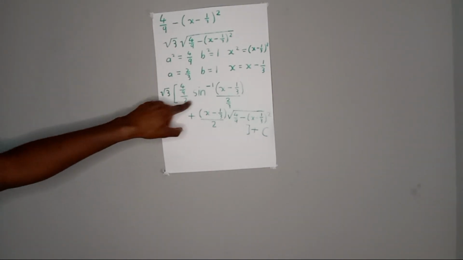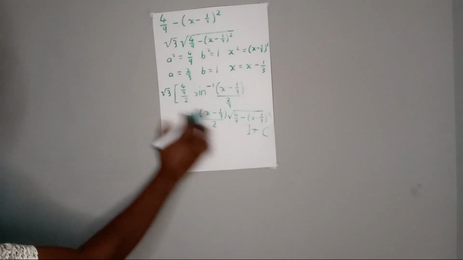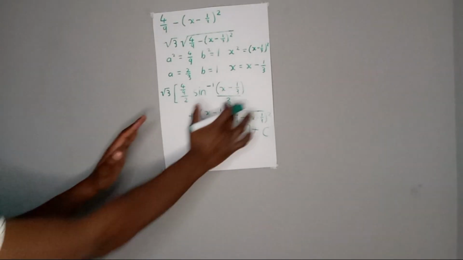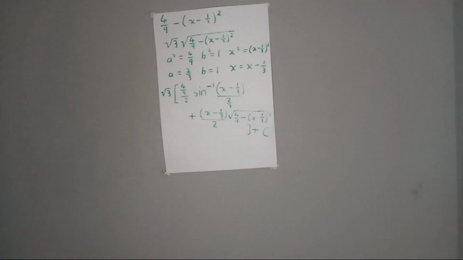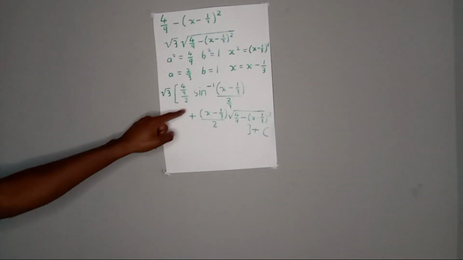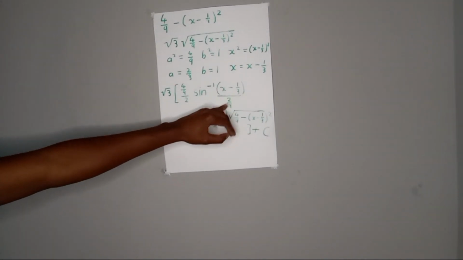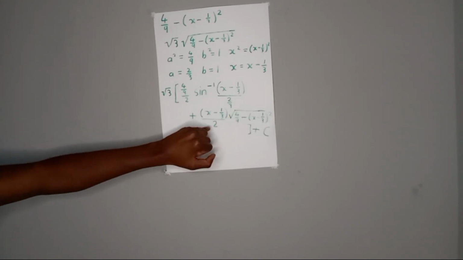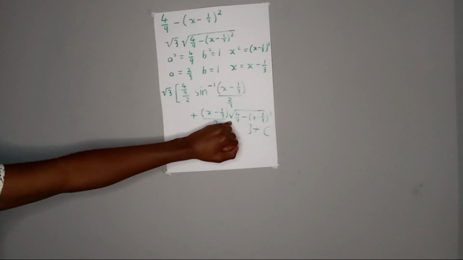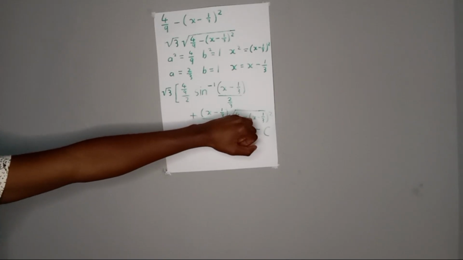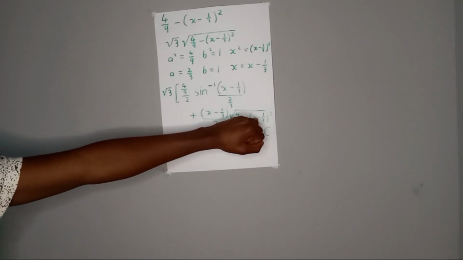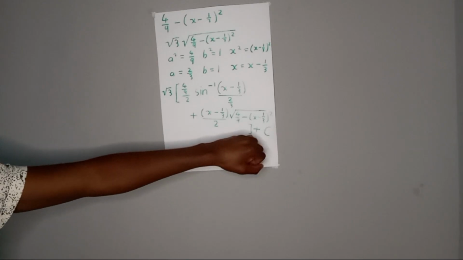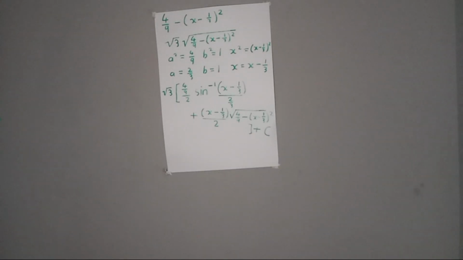That's there, and inside the bracket opens there and closes there. I tried my best to fit everything there, but I couldn't. But yeah, guys, we left it as 4 over 9 over 2, sine inverse of x minus 1 over 3 over 2 over 3, plus x minus 1 over 3 over 2 times the square root of 4 over 9 minus x minus 1 over 3 squared, plus c.